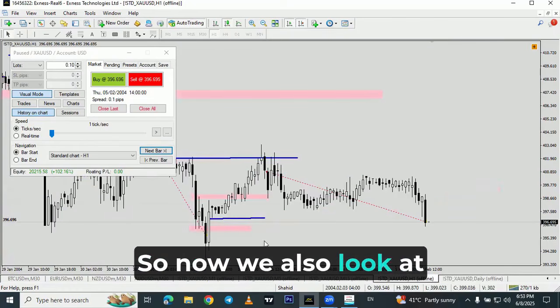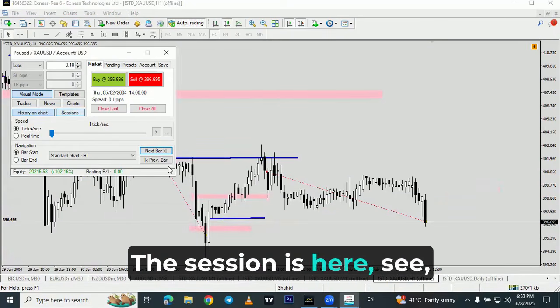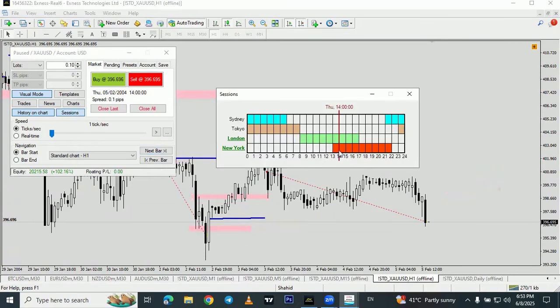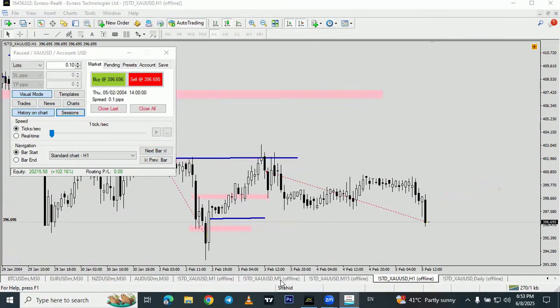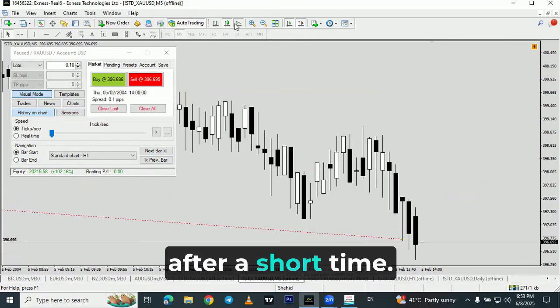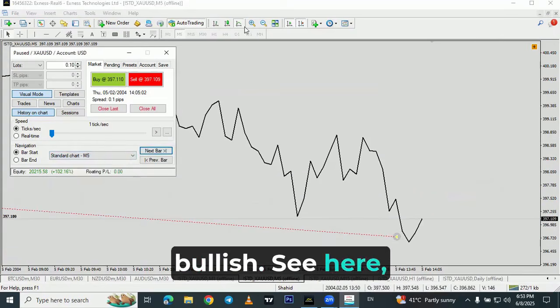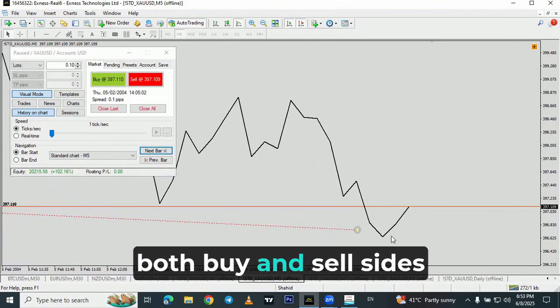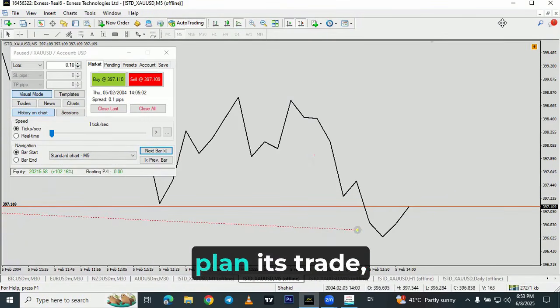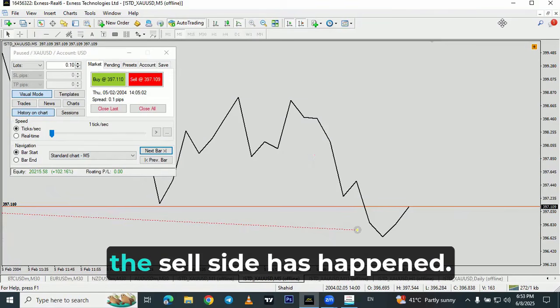So now we also look at the session here. See, New York is open. So here we should plan it straight after a short time. After which we are staying bullish. See here, a small jump happened. Both buy and sell sides were given. So here we can also plan it straight. And here on 15 minutes, the sell side has happened.